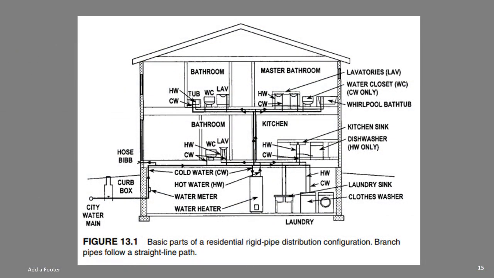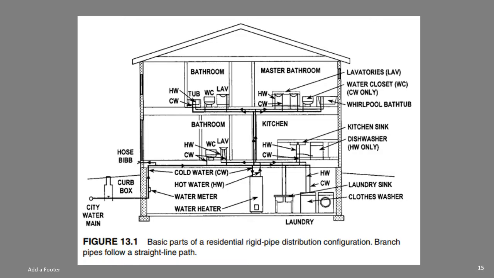So here are the basic parts of a residential rigid pipe distribution configuration. If you look closely, here in the left part is where the supply of water starts. It is the city water main. So what is the curb box for? It is for housing the shut-off valve.